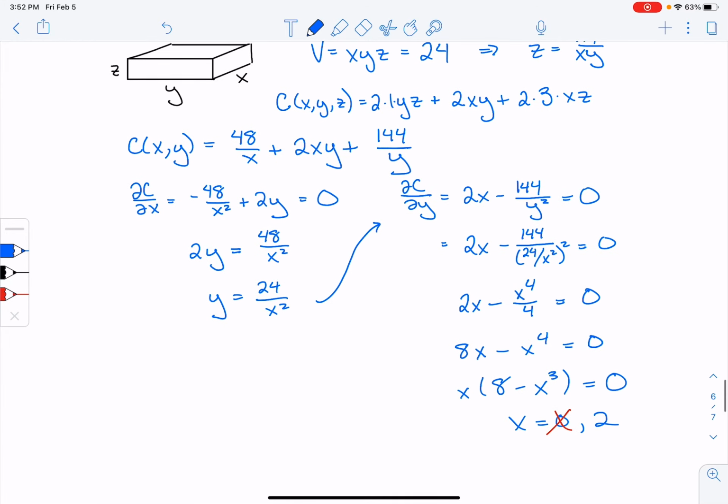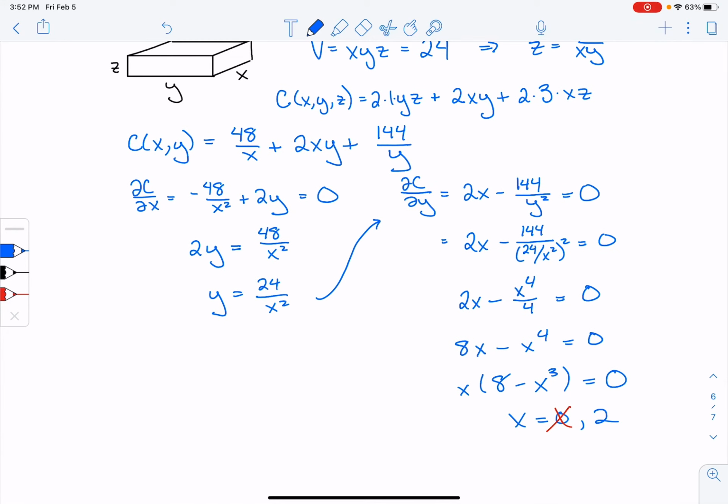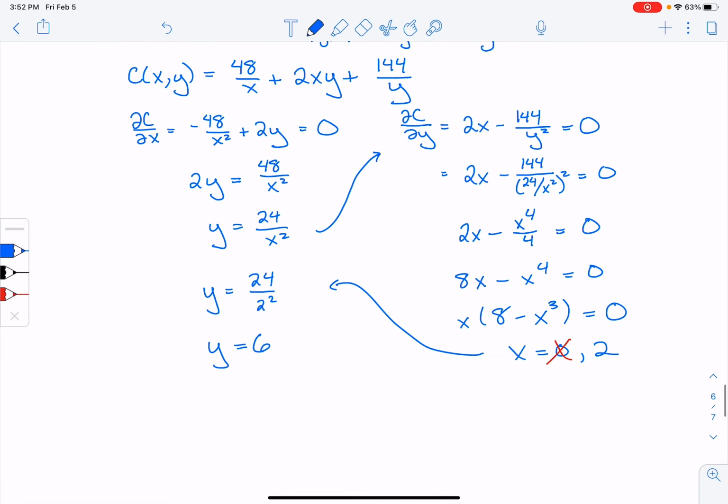So here, I'm going to substitute that back in for y. So y is going to be 24 over 2 squared. So y is going to be 6. And then finally, I can get that z is going to be 24 over x times y, so over 2 times 6. So 24 over 12 is just going to be 2. And so those are the dimensions of my box.